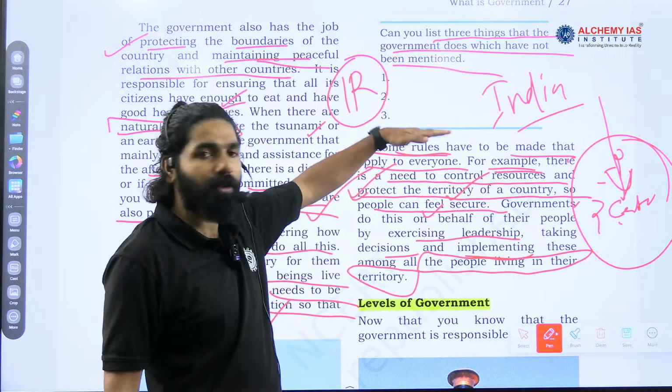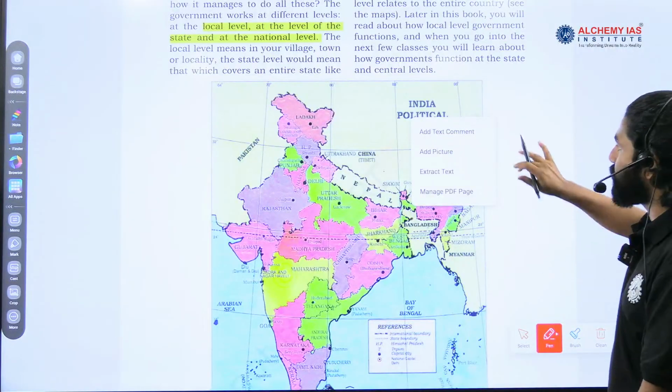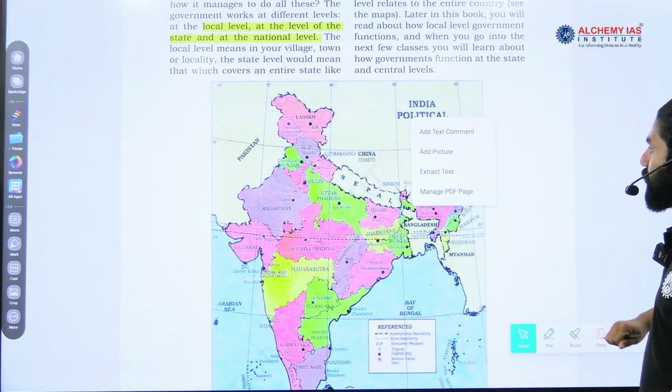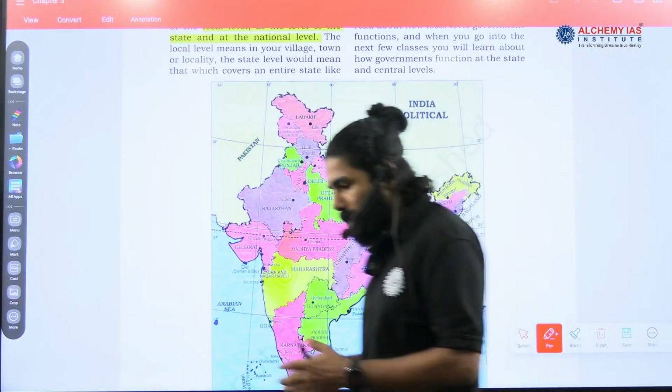So the government will make rules and regulations, and accordingly a system will be formed. A system here, just a second, I am just ensuring this PDF is fine. Yeah, so we have a map here.